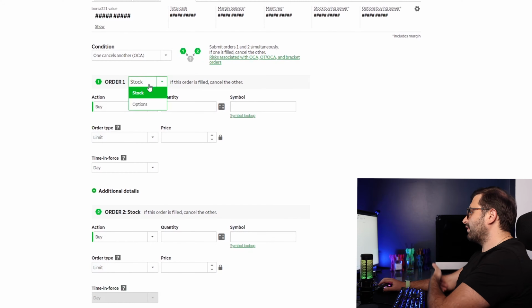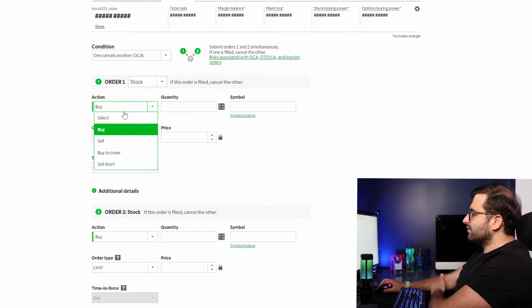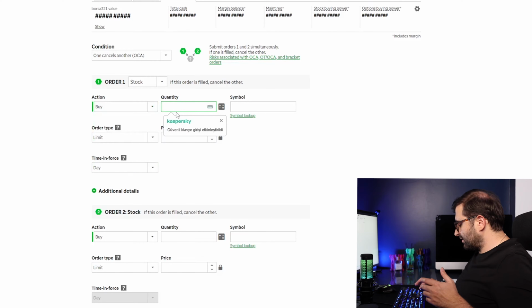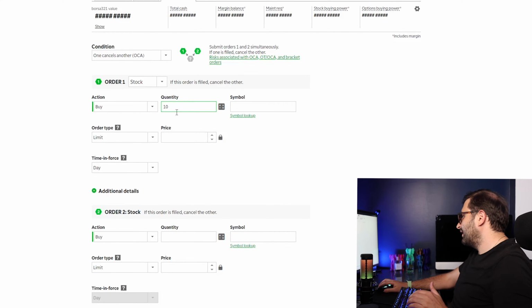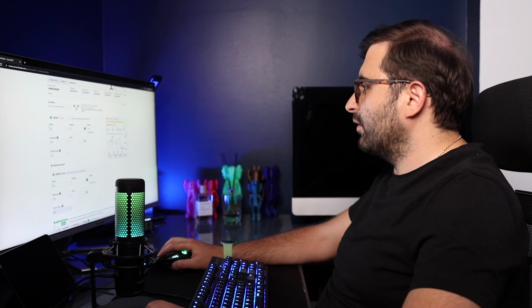So the order first is options or stock. You will choose. Let's say it's a stock. I would like to put order on it. So the action is buy, sell, buy to cover, or sell short. So we will go with buy for demonstration purposes, and the quantity is, let's say, 10, and the symbol is, let's say, Apple, right? Found it automatically.